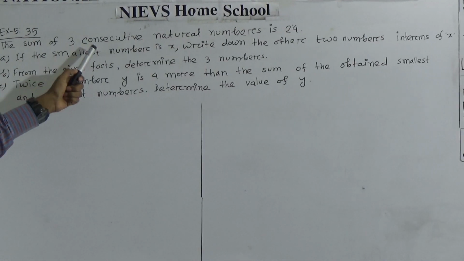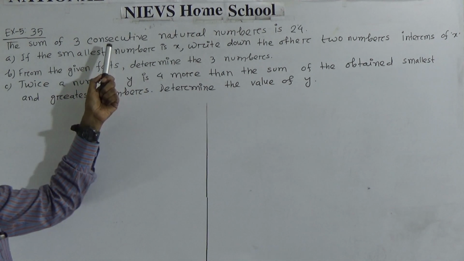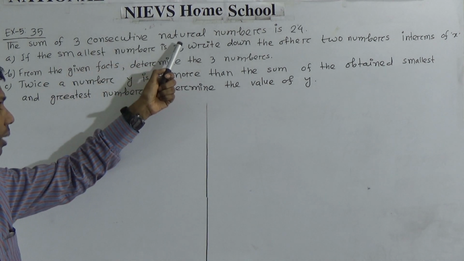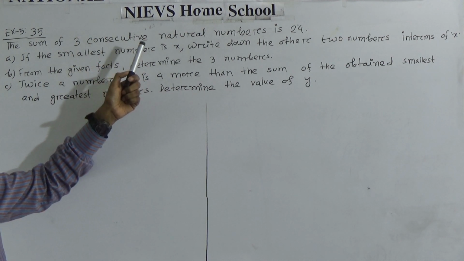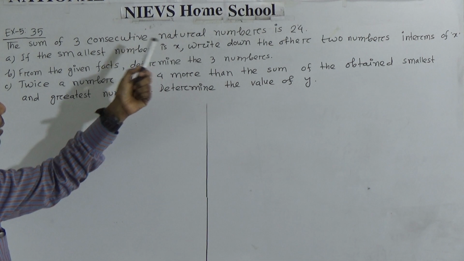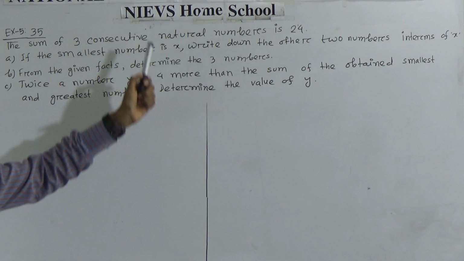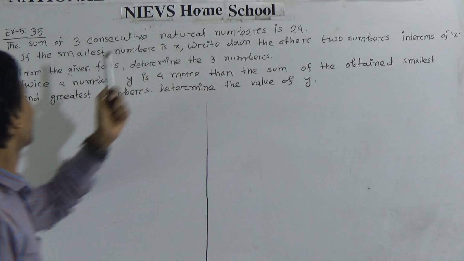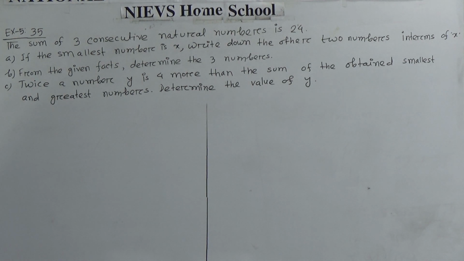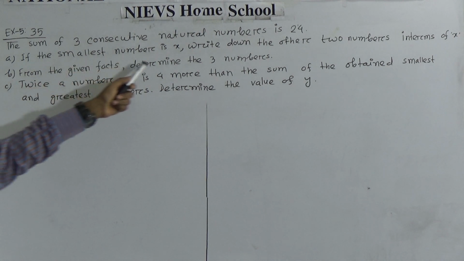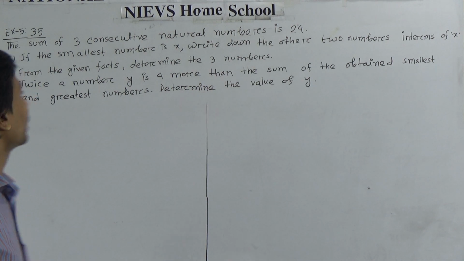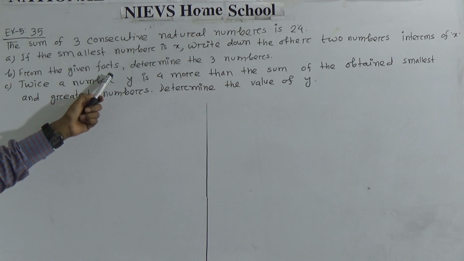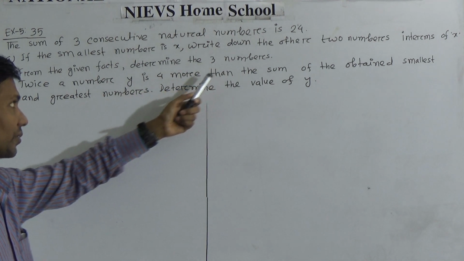The sum of the three consecutive natural numbers. You see, consecutive natural numbers. Don't say consecutive odd natural or even natural. Okay, that means normal consecutive natural numbers, and the sum is 24. That means the sum of the three consecutive natural numbers is 24. A: If the smallest number is x, write down the other two numbers in terms of x. B: From the given facts determine the three numbers.